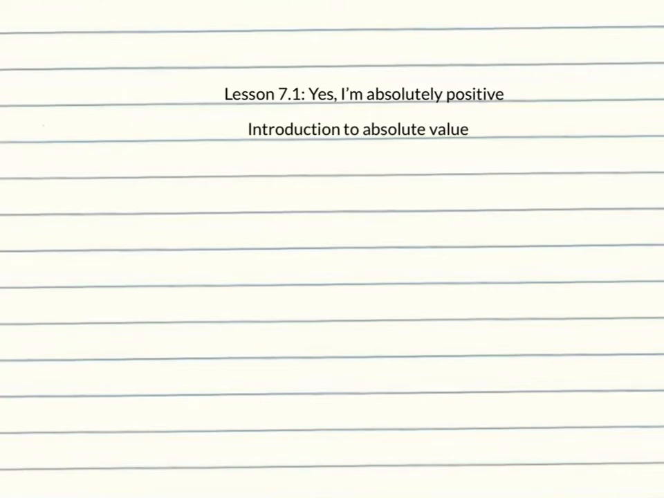Today's lesson is 7.1. Yes, I'm absolutely positive. First, the question is, what is an absolute value? An absolute value is symbolized by two lines, and there would be a value between them. Every time you see this symbol, it is read as the absolute value of x. Now, those two lines, the absolute values, make sure that any value that comes out should be a positive value. So no negative value should come out of the absolute value.